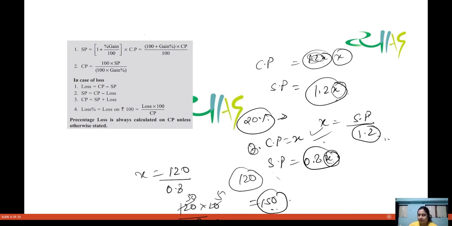So 150, if in 150 we are having 20% loss, that means 30 rupee loss. That means our selling price becomes how much? 120. Okay, so this is how we do this question. I hope everybody is very clear with this thing.